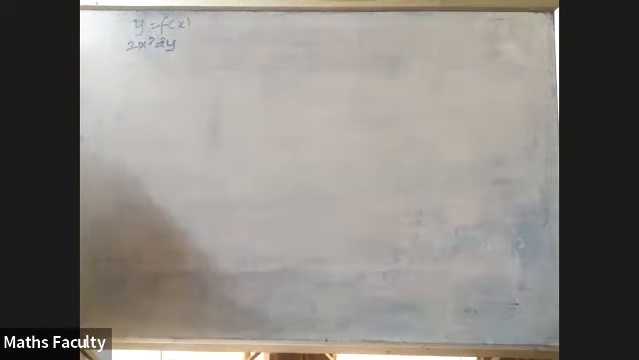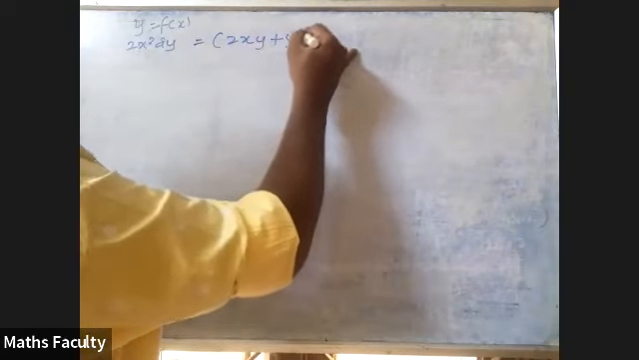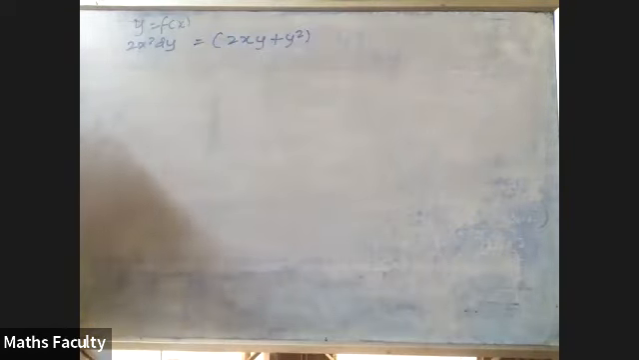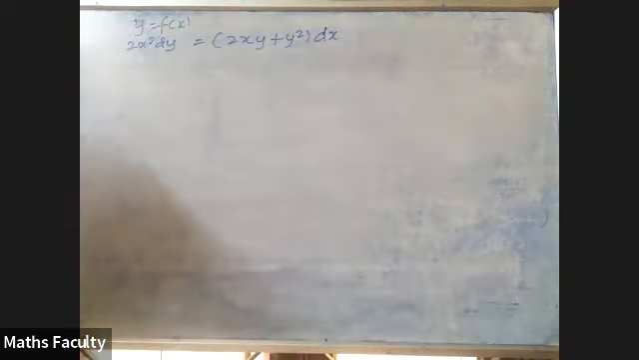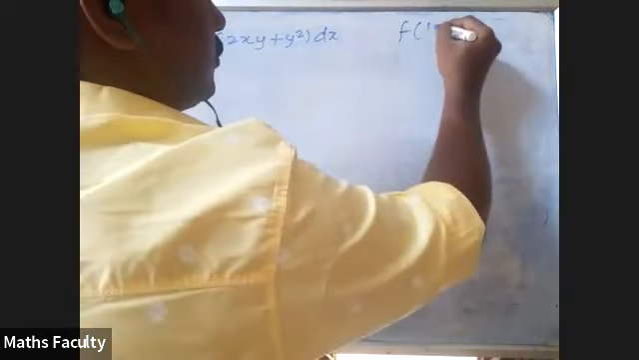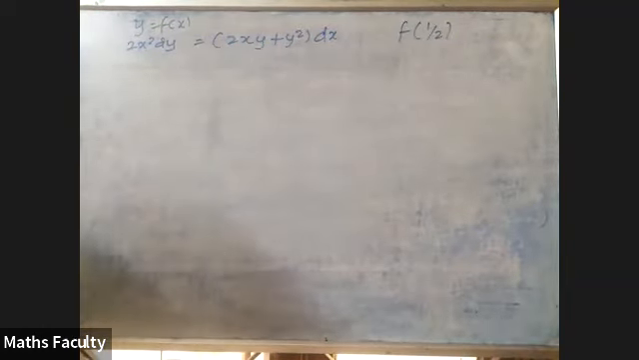2x square dy is equals to 2xy plus y squared into dx. Then find the value of f of 1 by 2.